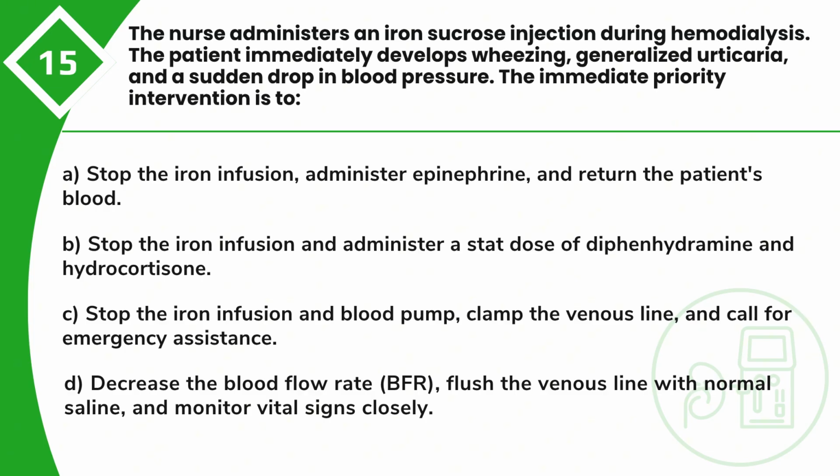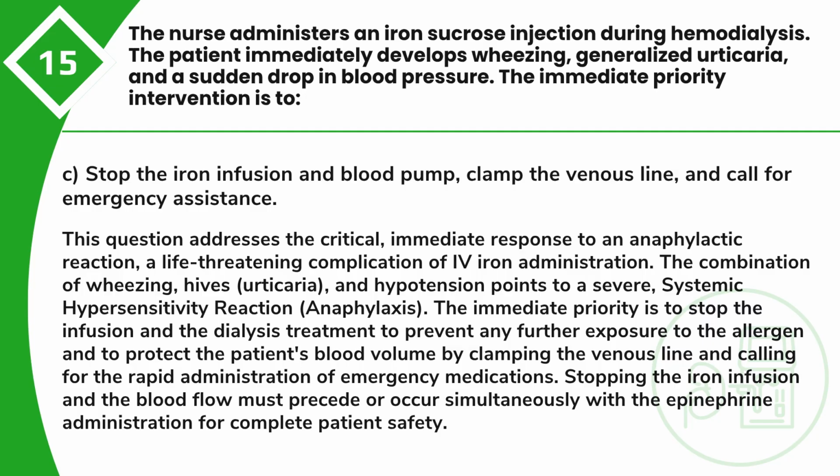B. Stop the iron infusion and administer a stat dose of diphenhydramine and hydrocortisone. C. Stop the iron infusion and blood pump, clamp the venous line, and call for emergency assistance. D. Decrease the blood flow rate, BFR, flush the venous line with normal saline, and monitor vital signs closely. Answer. C. Stop the iron infusion and blood pump, clamp the venous line, and call for emergency assistance.